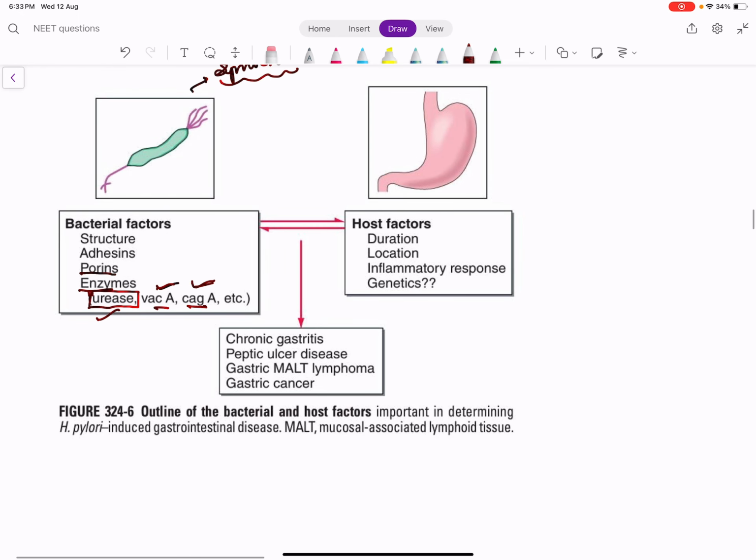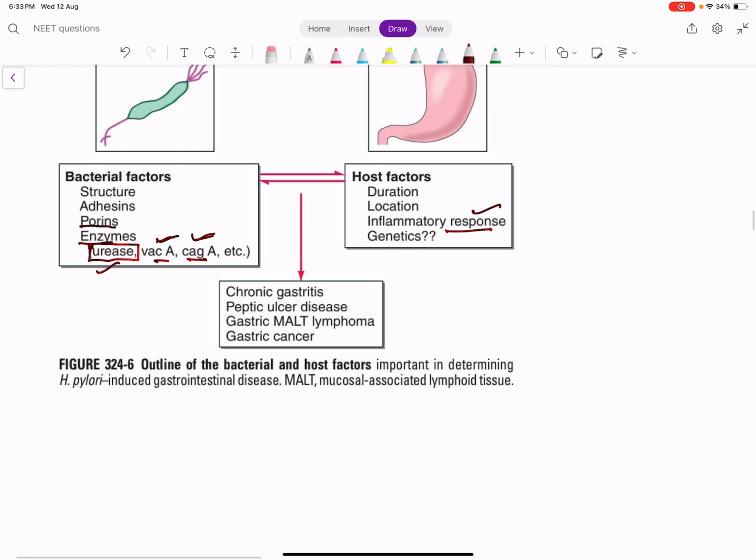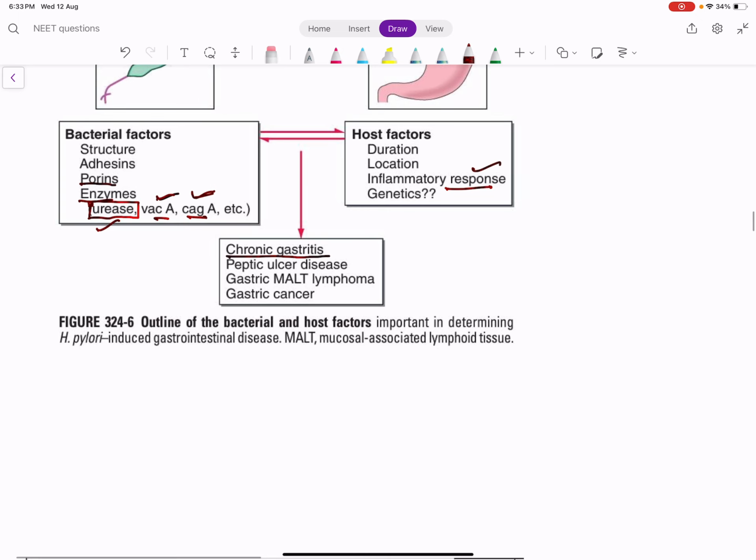So when a bacteria is present for a long time, what happens? There will be an inflammatory response. The bacteria is producing porins, urease, VacA, CagA, and there is inflammatory reaction in the stomach. All this leads to chronic infection, chronic inflammation, or chronic gastritis. This chronic gastritis leads to ulcer. Whenever some chronic infection is there, what happens? In acute infection, neutrophils and macrophages come. In chronic infection, lymphocytes come into play. So when chronic lymphocytes are there, those lymphocytes accumulate and it forms gastric MALToma, mucosa associated lymphoid tissue lymphoma. Also, chronic infection is one reason for cancer.